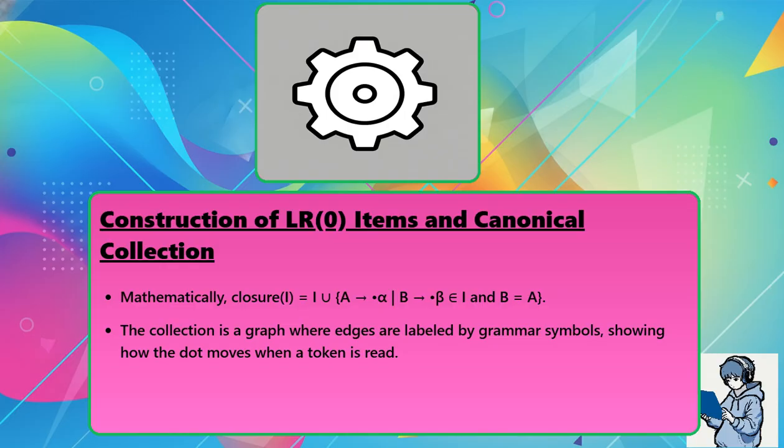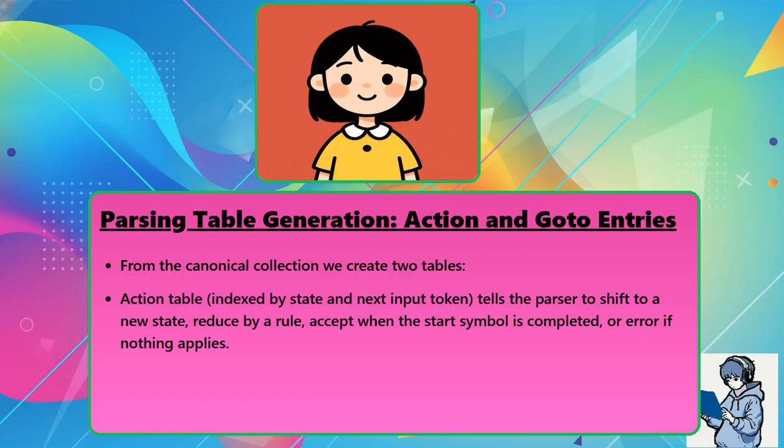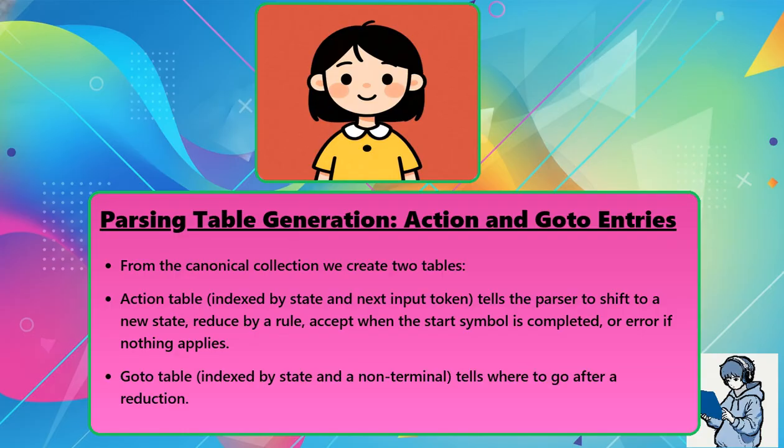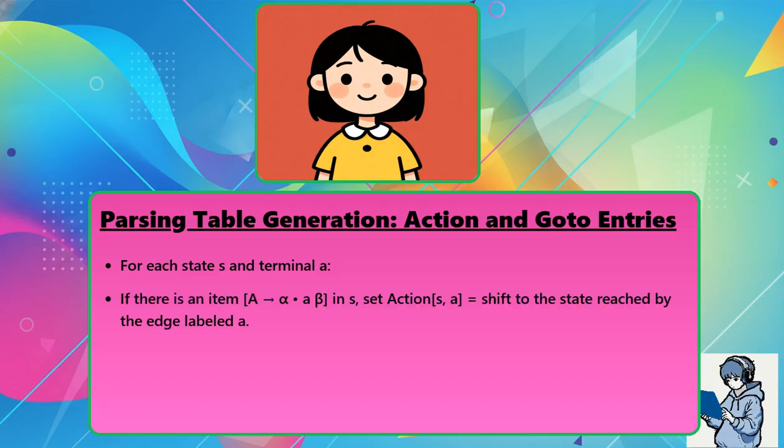is read. From the canonical collection, we create two tables. Action table, indexed by state and next input token, tells the parser to shift to a new state, reduce by a rule except when the start symbol is completed, or error if nothing applies. Go-to table, indexed by state and a non-terminal, tells where to go after a reduction. For each state S and terminal a, if there is an item A produces alpha dot a beta in S, set action of S and a to shift to the state reached by the edge labeled a.